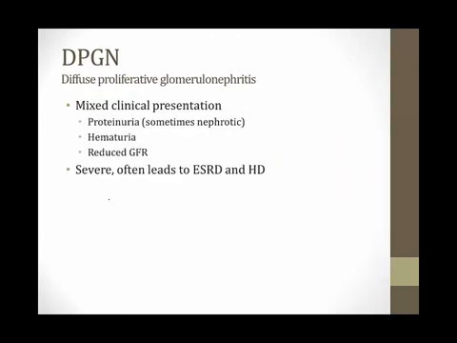You will read in board review books that diffuse proliferative glomerulonephritis can present as either the nephritic or nephrotic syndrome. The reason for this is because in clinical practice this disorder has a mixed presentation. There's some element of proteinuria, hematuria, and reduced GFR, and sometimes the proteinuria reaches the nephrotic range, and for this reason you will see it stated that DPGN can present as either the nephritic or nephrotic syndromes.